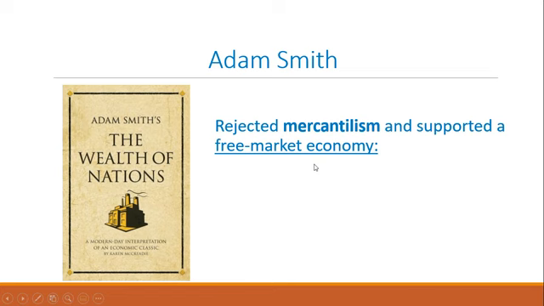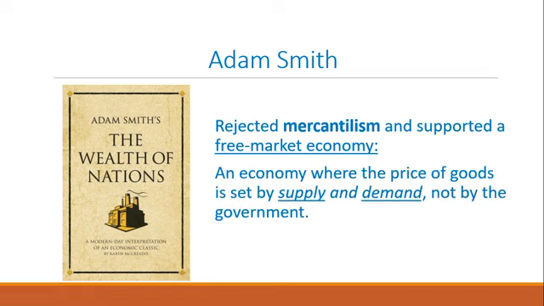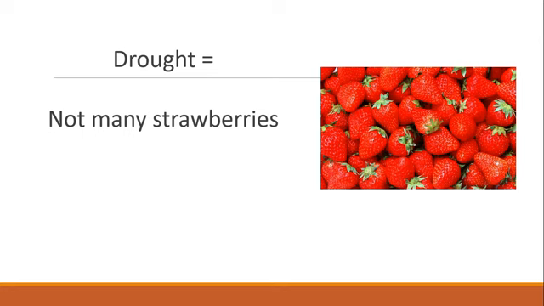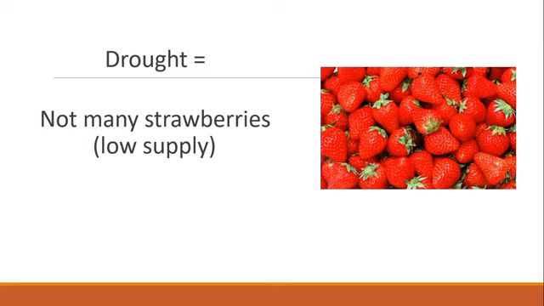So according to Adam Smith, what should the economy look like? Well, it should be an economy where the price of goods is set by supply and demand, not by the government. Okay, let's talk about supply and demand. Well, strawberries. Strawberries are good. One year, there was a drought, which means there was not very much rain that year. And if there's not much rain, that means there are not that many strawberries that year, which means that we have a low supply of strawberries.